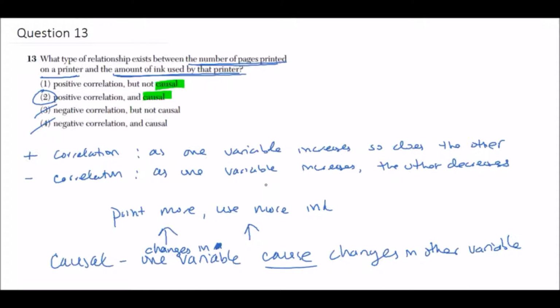So the answer here is positive correlation because both increase simultaneously, and definitely causal because the number of pages printed would have a definite direct effect on the amount of ink used.